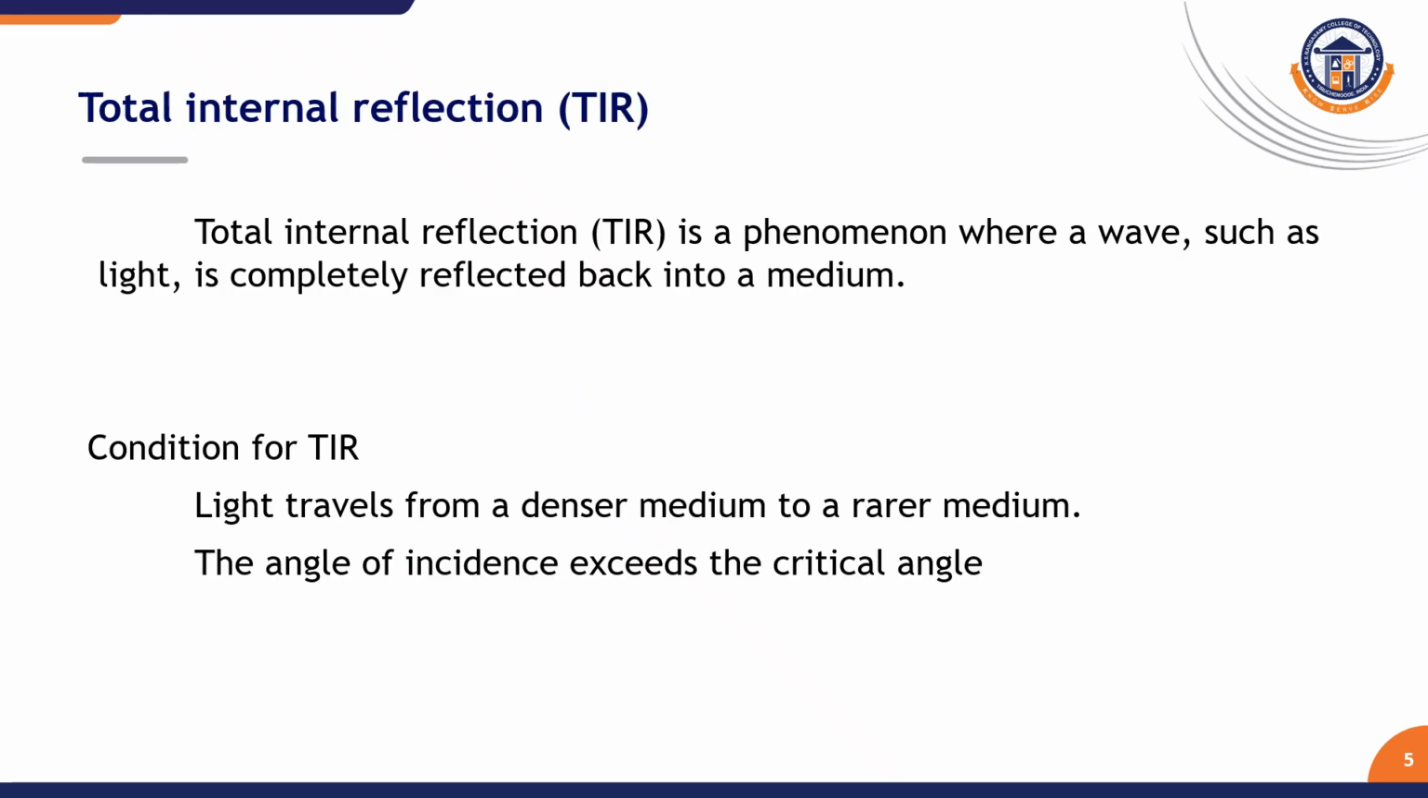Total internal reflection is a phenomenon where a wave such as light is completely reflected back into a medium. The conditions for total internal reflection: light travels from a denser medium to a rarer medium, and the angle of incidence exceeds the critical angle.